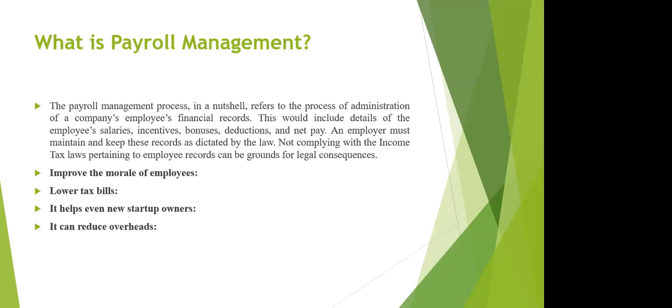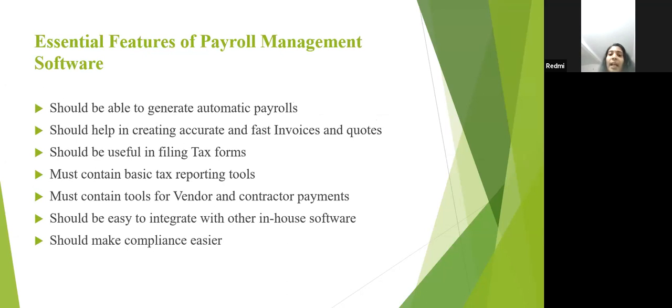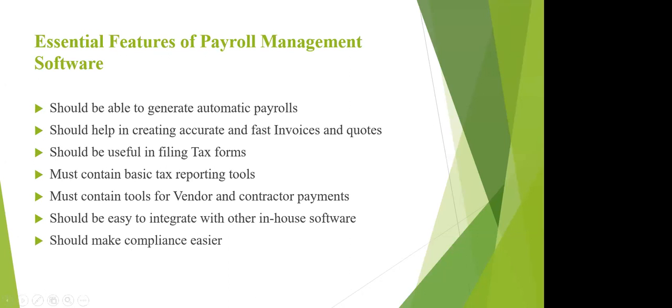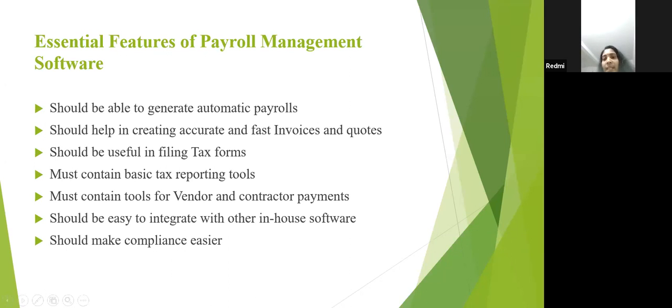Going to the next slide, the essential features of payroll management software. If we are choosing a payroll software, what are the things we have to keep in mind? Initially, it should be able to generate automatic payroll, and help in creating accurate and fast invoices and codes. It must be very quick. There are so many software packages available in the market, so we can select based on our intentions.